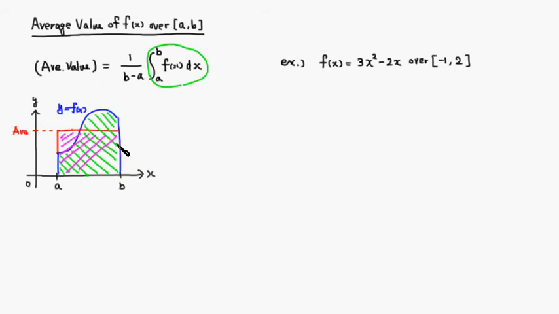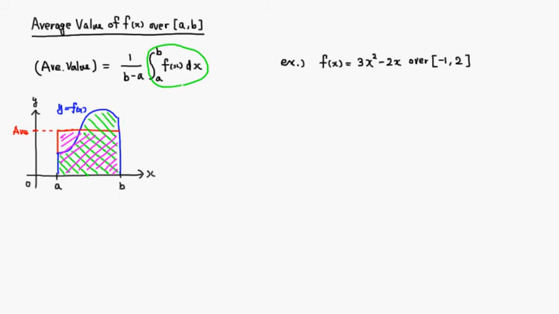Since I'm taking the average value, can you see that the area of the rectangle is going to be the same as the area under the graph of f of x from a to b? You can see that this is just a little bit over, but that's going to cancel with this part, so they are equal to each other.